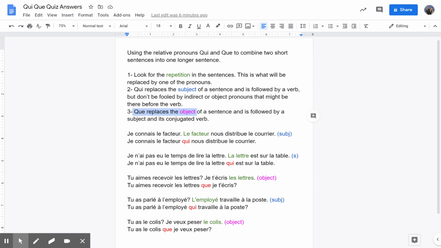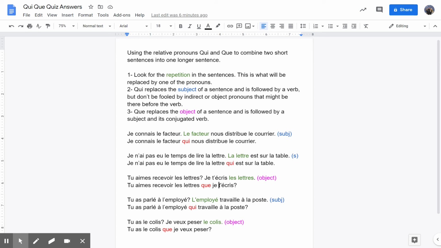Tu aimes recevoir les lettres que je t'écris. So what do I have here? I have que, that, je, there's my subject, écris is my verb that matches my subject, and this t apostrophe, that's an indirect object pronoun. That I write to you.